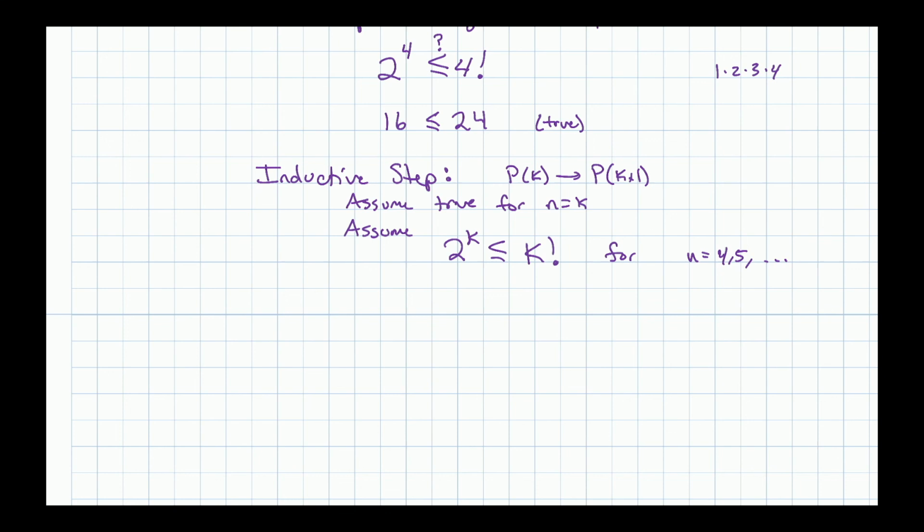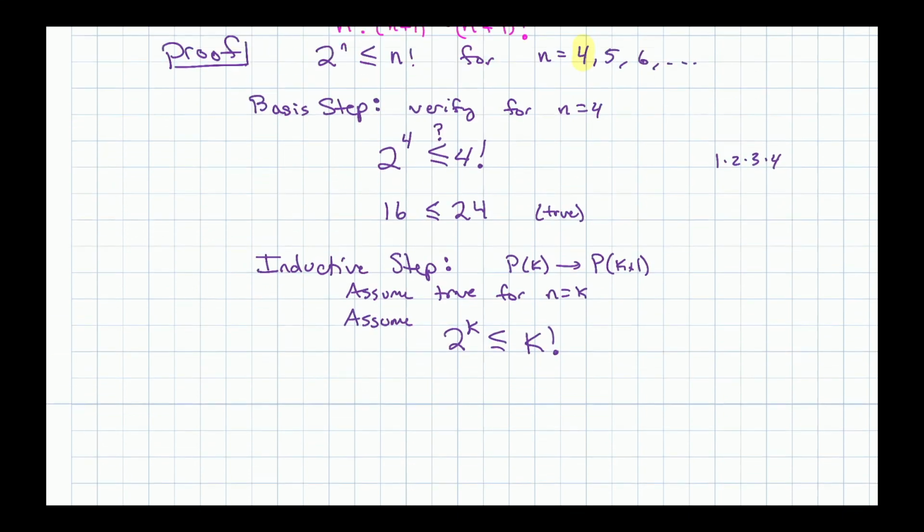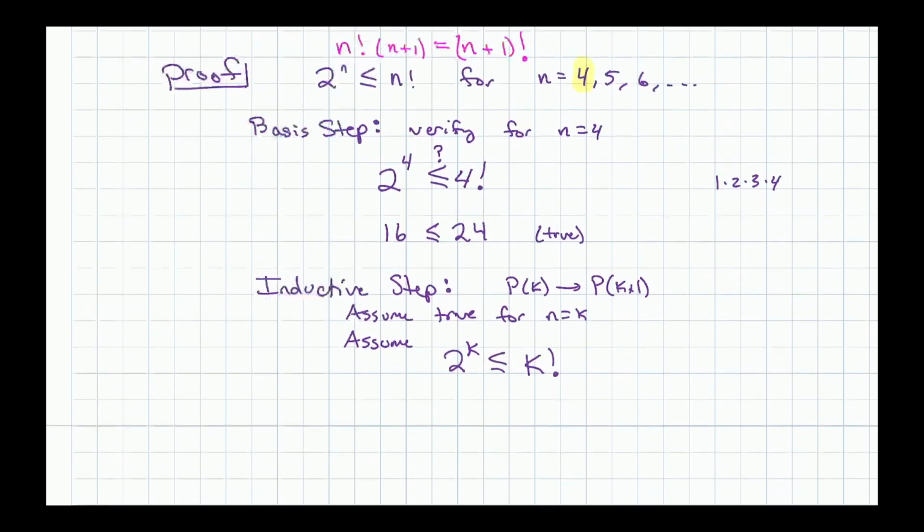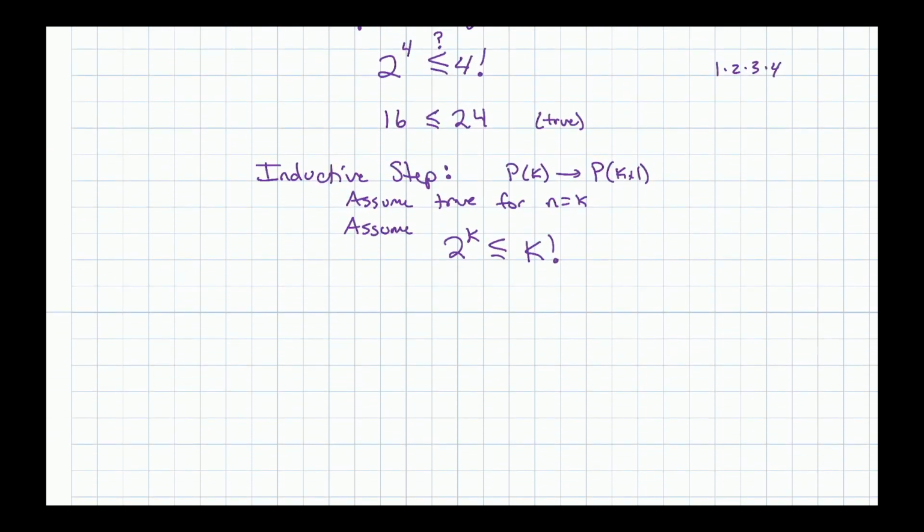So 2 to the k is less than or equal to k factorial. Now, what we need to do is somehow get to the k plus 1 step. What's the k plus 1 step look like, by the way? If you think about it, what we need to show is this thing, but with a k plus 1. So it would be 2 to the k plus 1 should be less than or equal to k plus 1 factorial, right? That's what we're trying to get to.